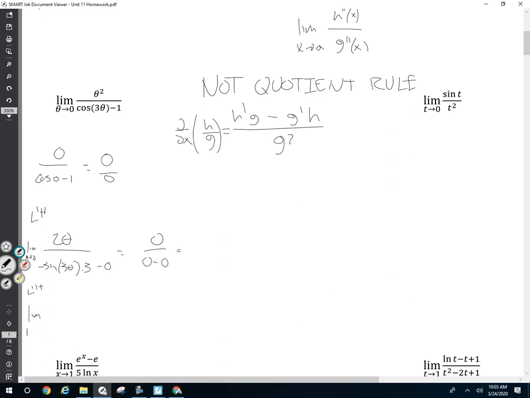You'll find the limit as theta approaches 0 of the derivative of 2 theta, which will just be 2. We're taking it with respect to theta. And then the derivative of negative sine 3 theta will be negative cosine 3 theta times 3, that's 9. This stays as a 0. I plug in 0 to this, I get 2 over cosine of 0, which is 1. I have a negative, I have a 9, so I have negative 2/9 as my answer.